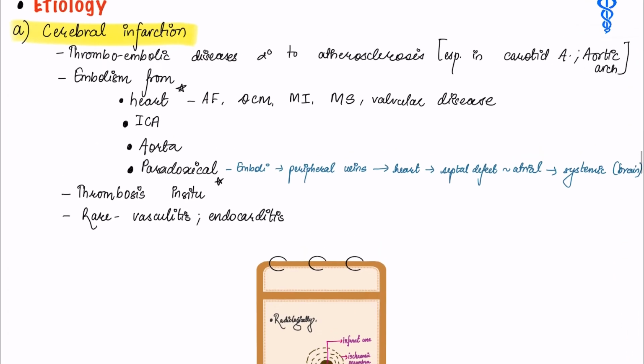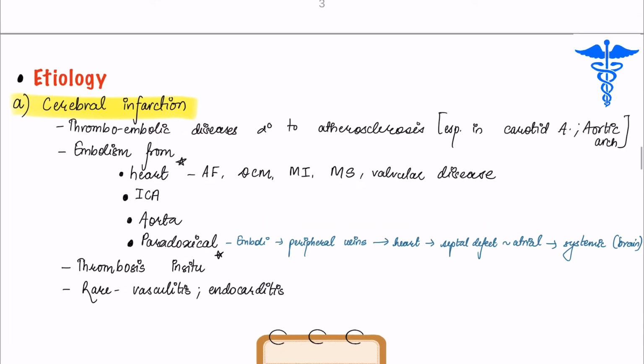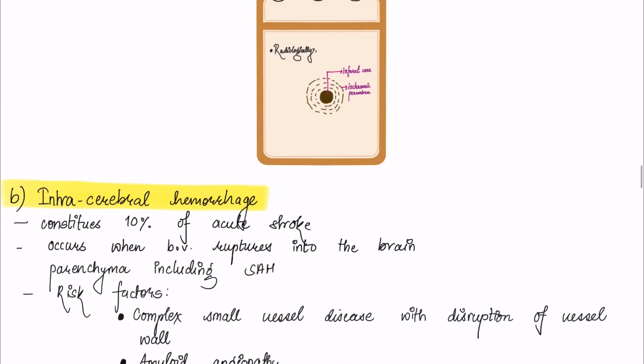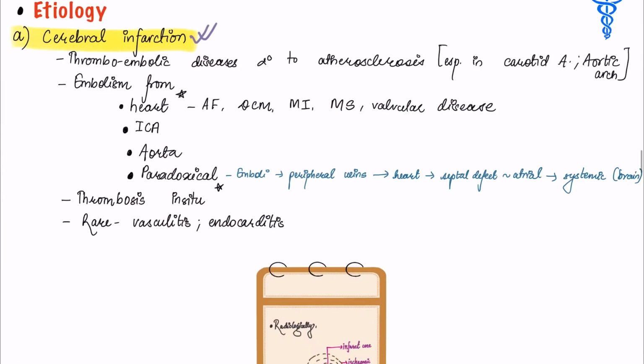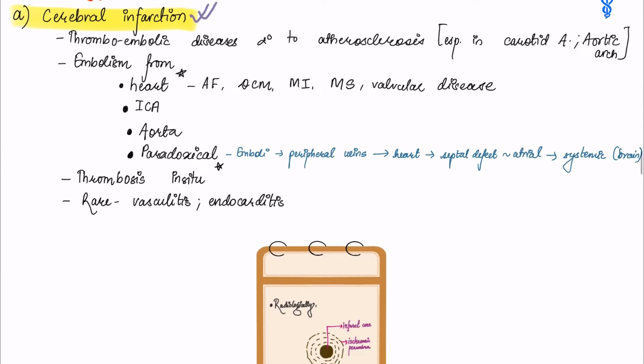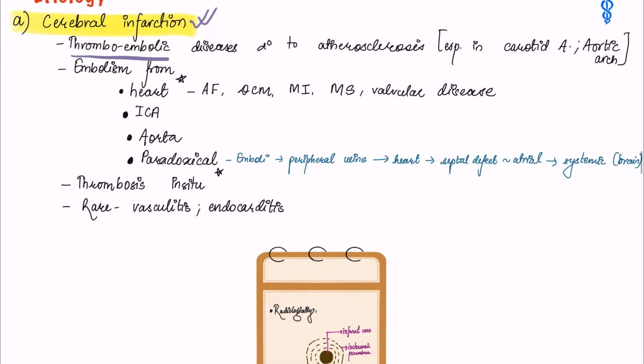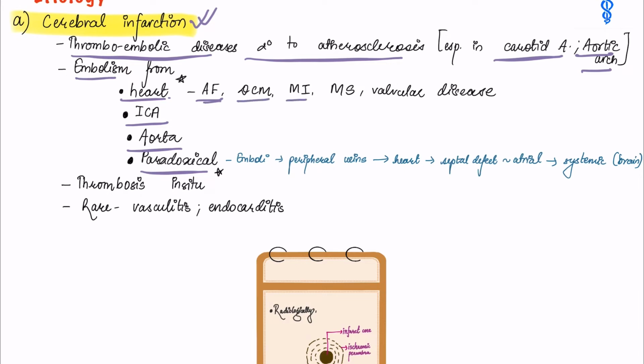Now let's talk about the etiology of stroke. The etiology of stroke is divided into cerebral infarction and intracerebral hemorrhage. In cerebral infarction, the etiology is thromboembolic disease secondary to atherosclerosis, especially in the carotid artery or aortic arch. Embolism can come from the heart, the internal carotid artery, or aorta, or it can be paradoxical. In the heart, it is most commonly from atrial fibrillation, dilated cardiomyopathy, myocardial ischemia, mitral stenosis, and valvular diseases.